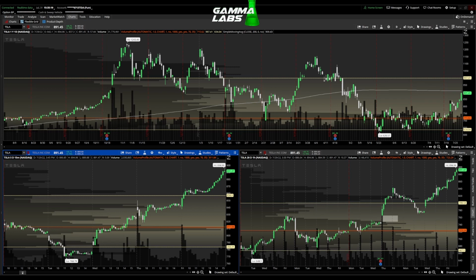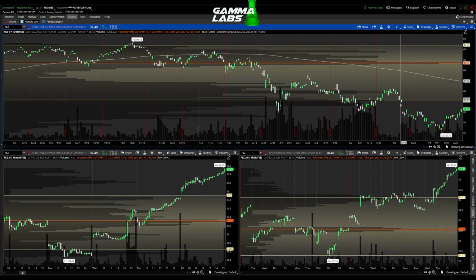And then if it lost that, you'd be targeting 799.53. Small gap fill, and then back into here. FEZ, so the first thing that stands out for me here is we are approaching the lower value area of 38.05, and then we have a major imbalance up here. So I'd be looking to see if price can accept this 38.05 level, right?